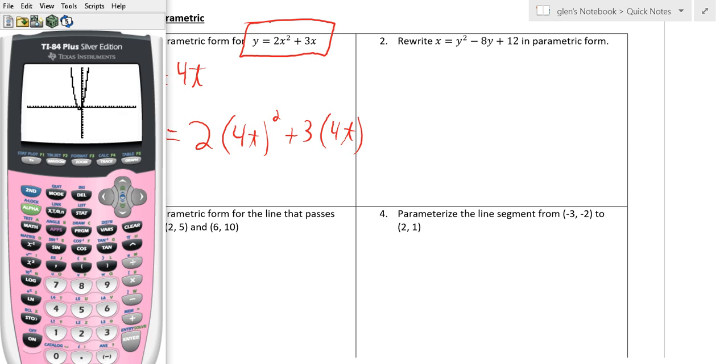Because I know, like you guys are saying, if you put a 4 in front of it, it should stretch it or something. That's not going to happen in this case because I changed the y equation as well. Simple enough? Okay.